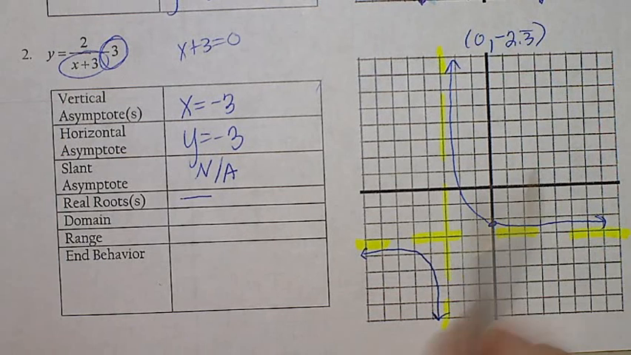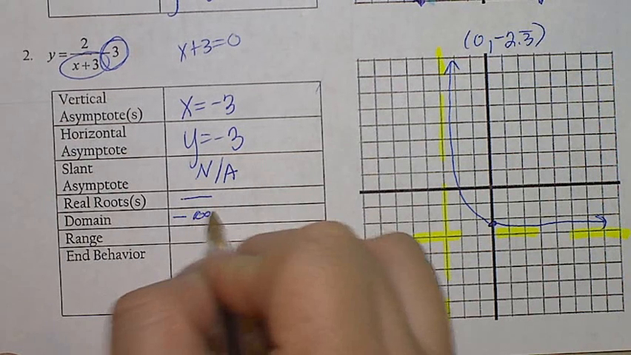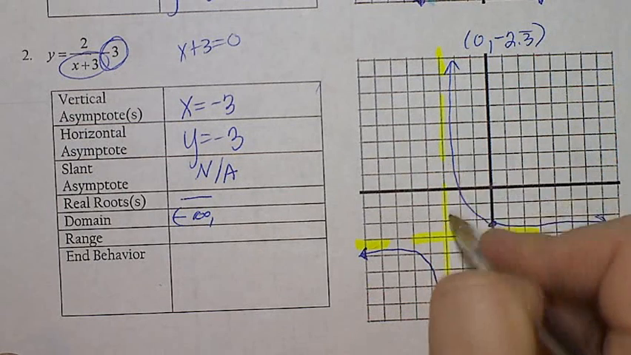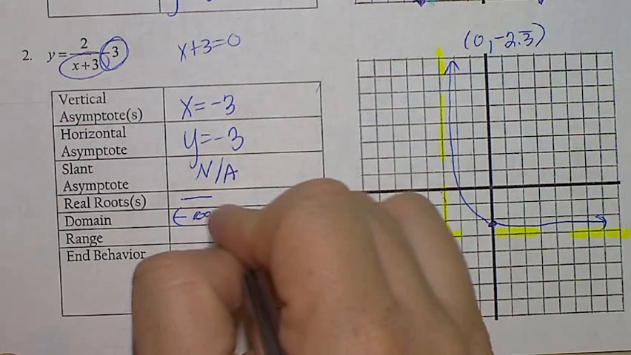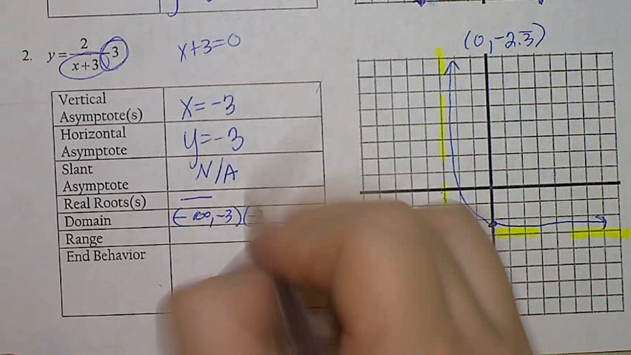Domain. There's no limit how far it goes to the left. Oh, and then it hits this vertical wall, and this vertical wall occurs at -3. It jumps over it and it starts again, and there's no limit how far it goes to the right.